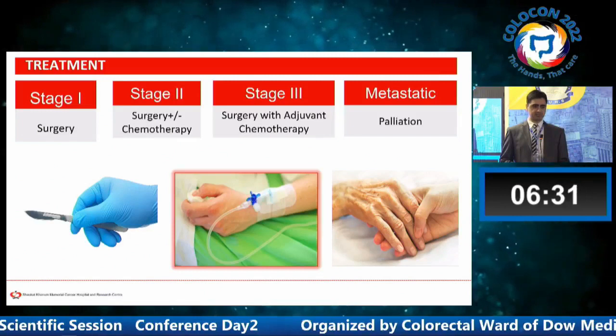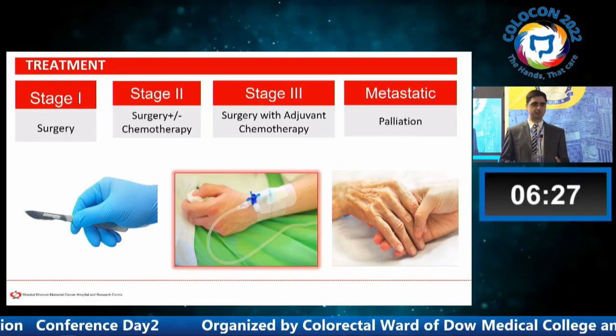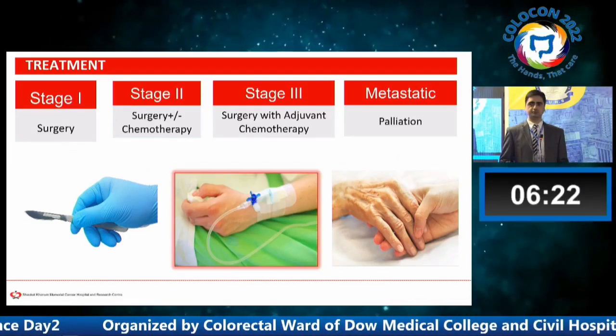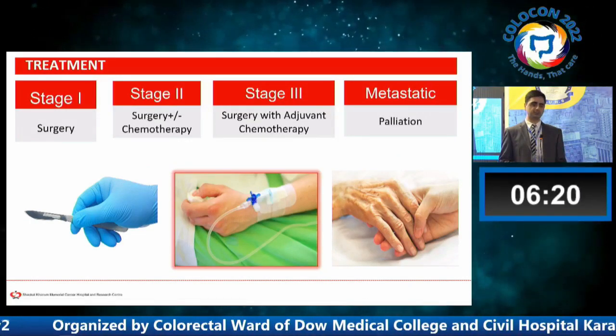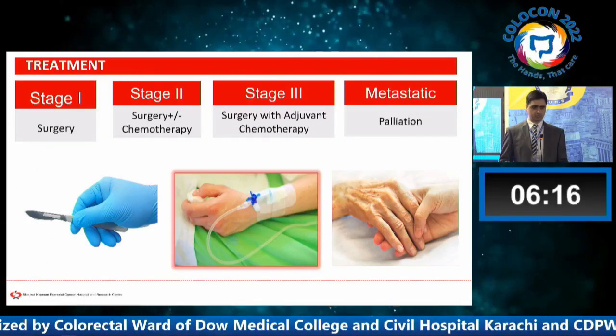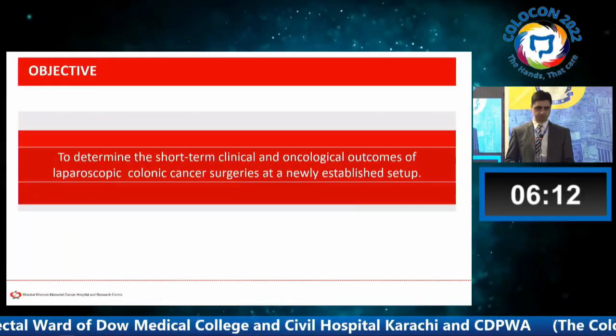In stage 3 patients, adjuvant chemotherapy is the standard, and the use of adjuvant chemotherapy in patients with stage 2 disease is recommended only in patients with high-risk features for recurrence. And only the choice of palliation is left if the patient has metastatic disease.